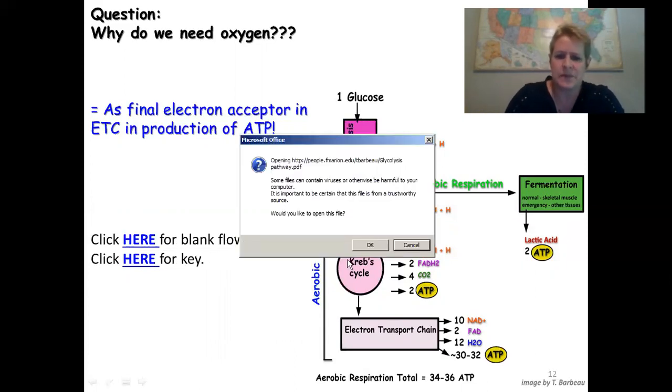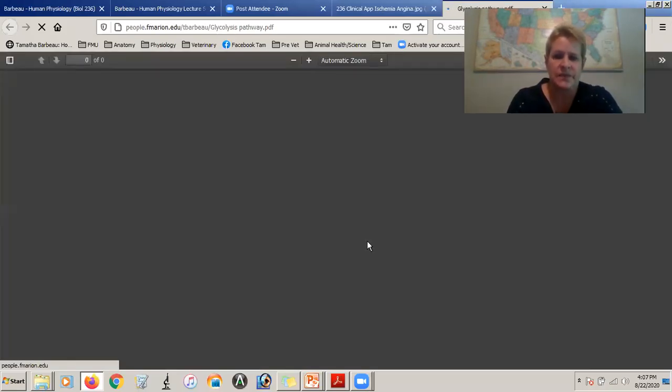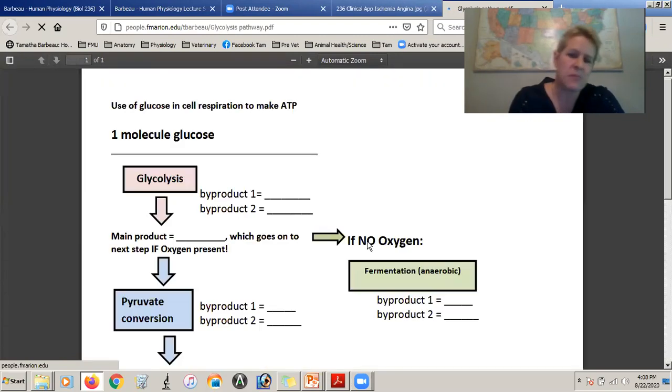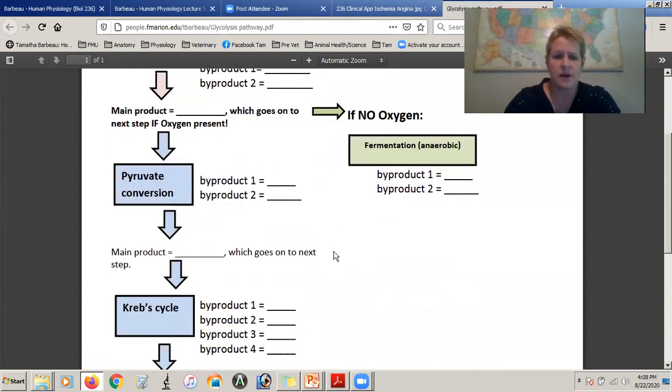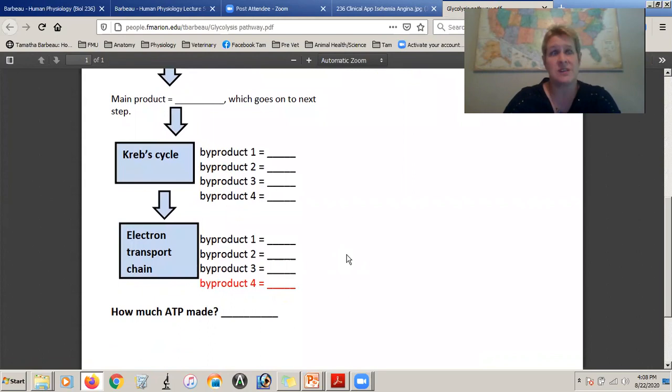It'll take a second, and I want you to practice filling this out so that you can learn it, all right? I'll ask you what enters glycolysis and what comes out as a main product. What enters pyruvate conversion and what comes out as a main product? What enters the Krebs cycle and what comes out as the main product? What enters the electron transport chain and how much ATP is made and what are all the byproducts, okay?